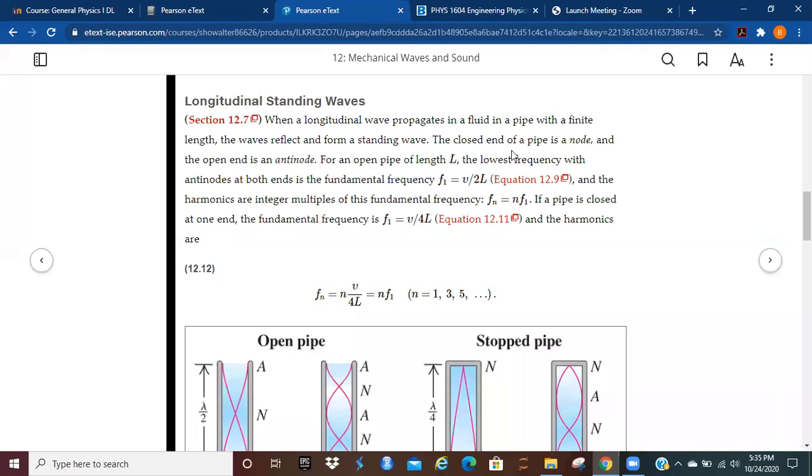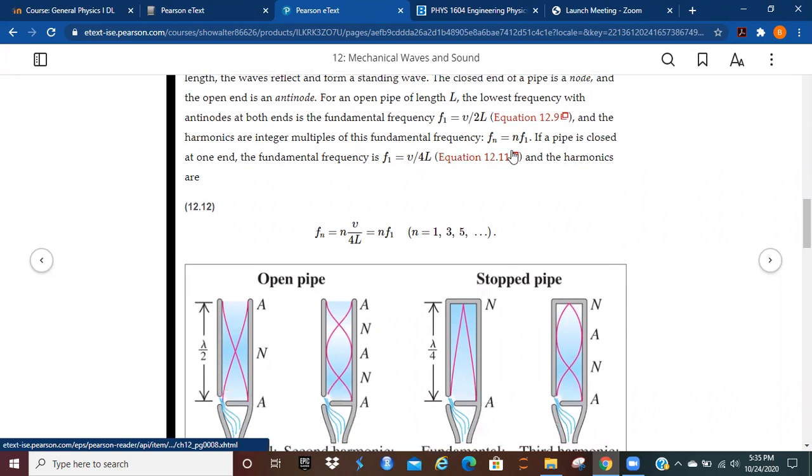Okay, this lecture is going to be over section 12.7. We're going to look at longitudinal standing waves. Now, when a longitudinal wave propagates in a fluid in a pipe with a finite length, the wave reflects and forms a standing wave. The closed end of the pipe is going to be a node, like there. And the open end is going to be considered an antinode.